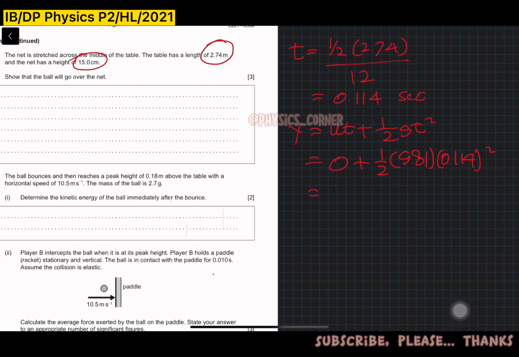This is 0.065 meter. So you see this is something like 6.5, centimeter, sorry, 6.5 centimeter.